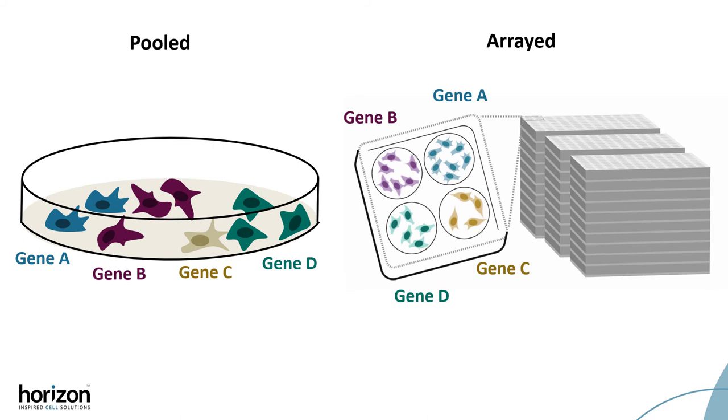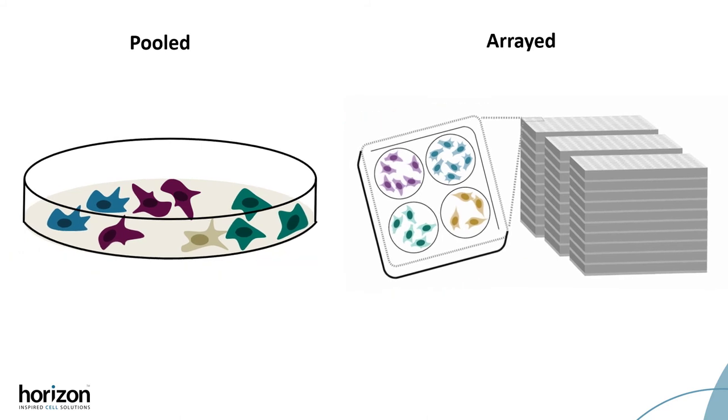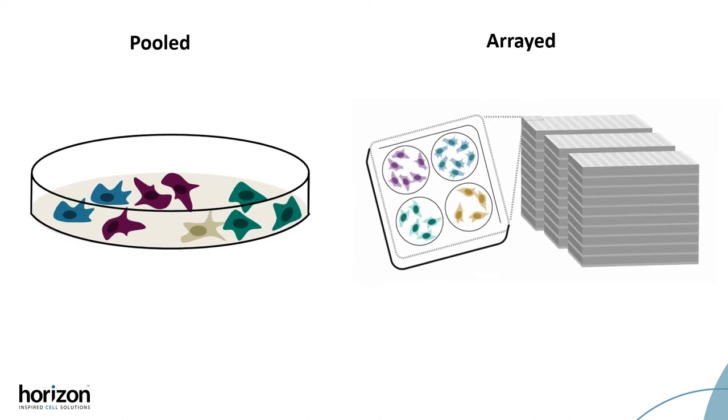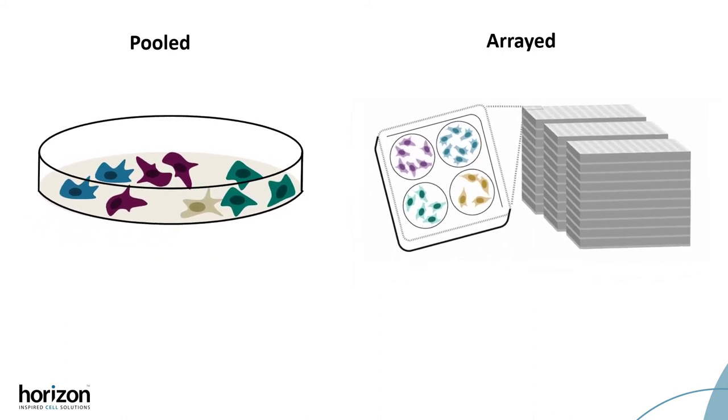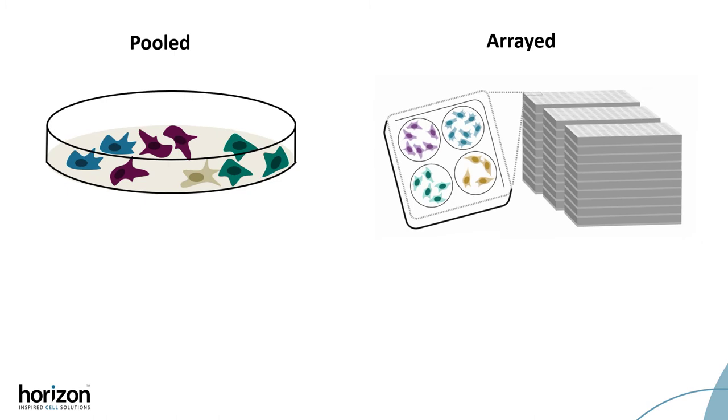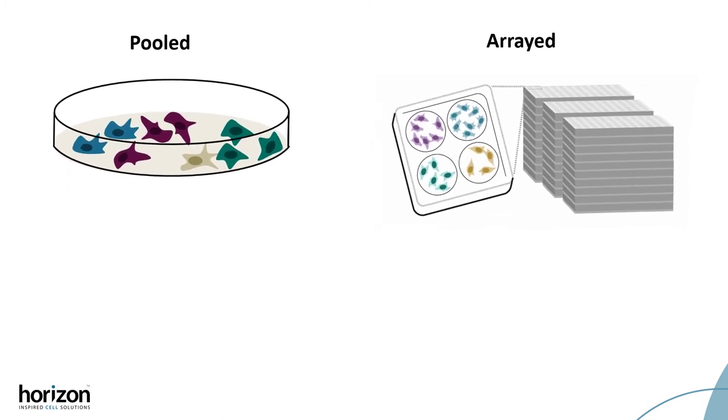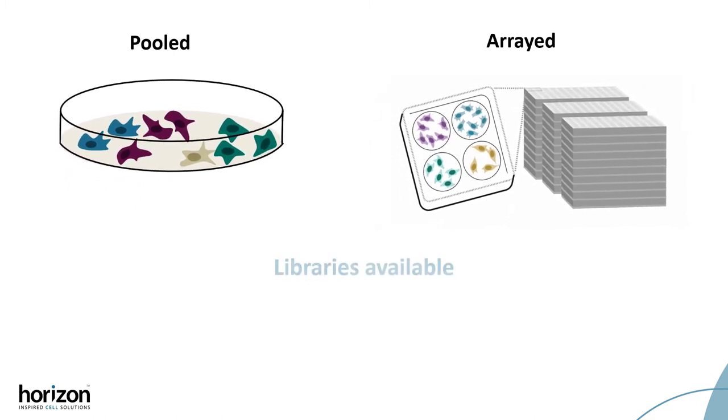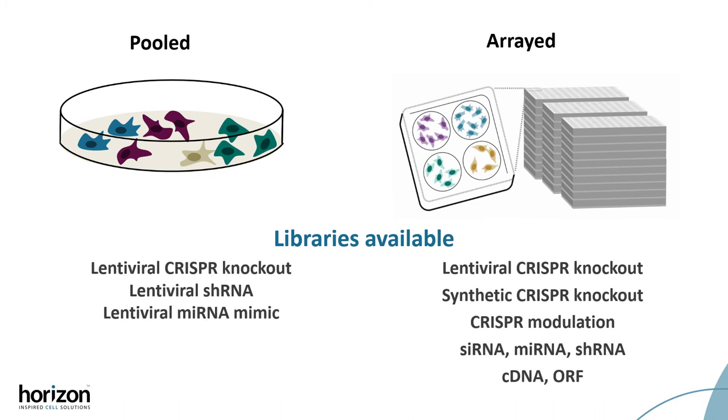This basic difference of one dish versus many tiny wells makes pooled screens a little easier to handle than arrayed screens, but you're also limited to simple questions like cell growth and death. Since automation is typically used for arrayed screens, multiple readouts and more complex data analysis is possible here.